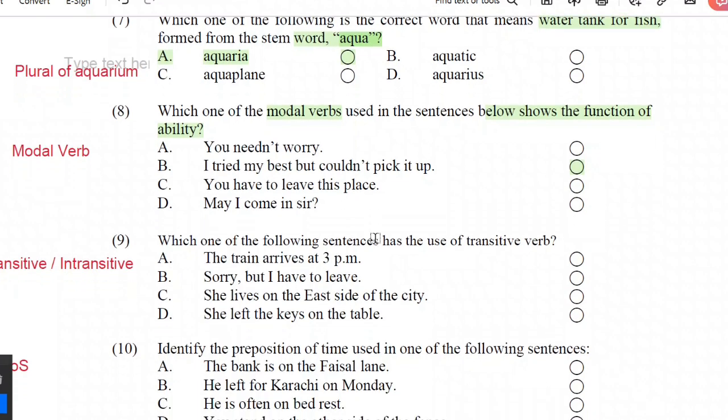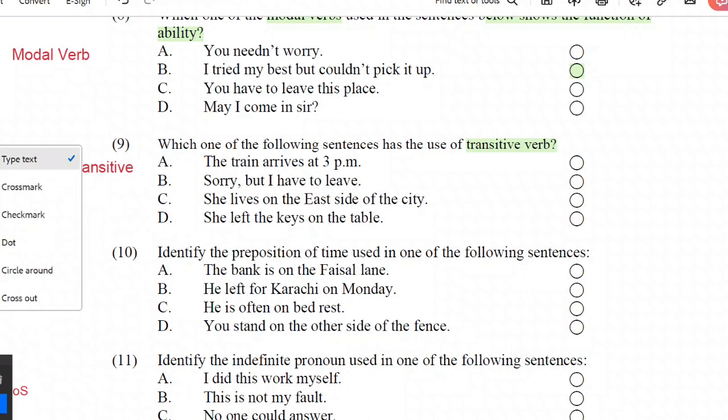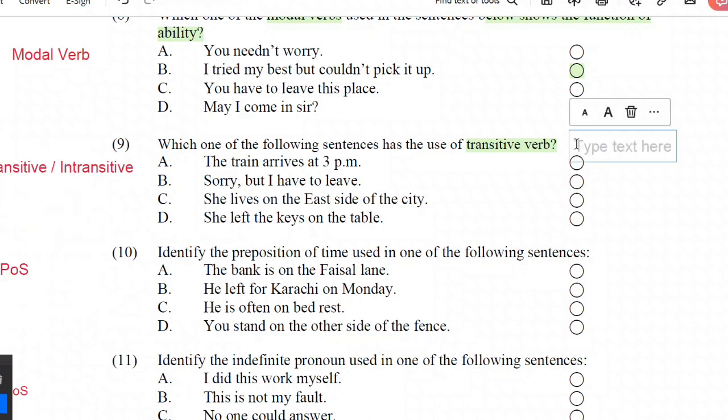Moving towards the next one, which one of the following sentences has the use of transitive verb? First, you need to understand what transitive verbs are. Transitive verbs are the verbs that carry a direct object at the end. What do I mean by direct object? By direct object, I mean that there should be no preposition before the object. Let's look here. The train arrives at 3 p.m. This at is a preposition, hence this is not the example.